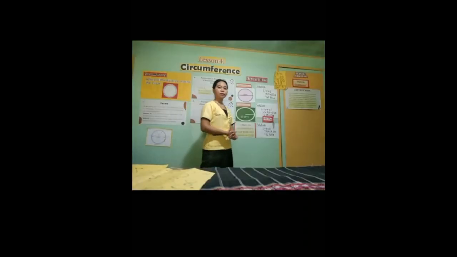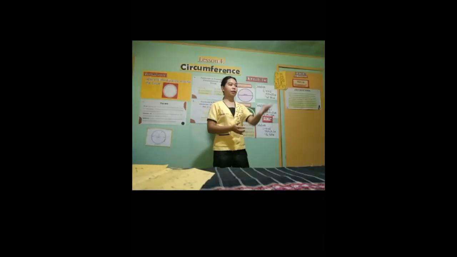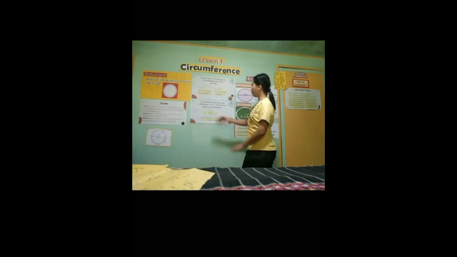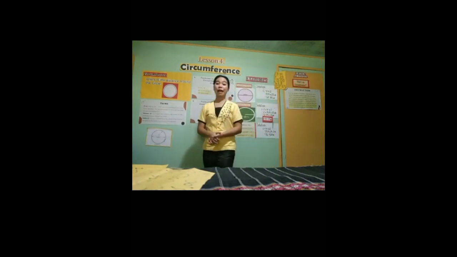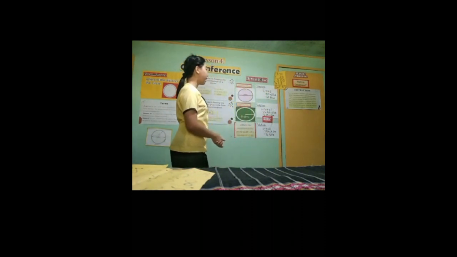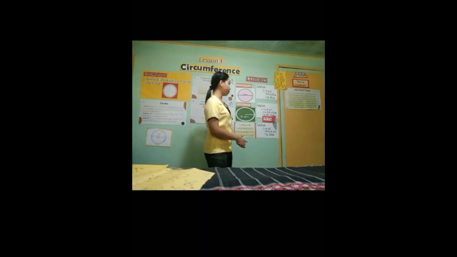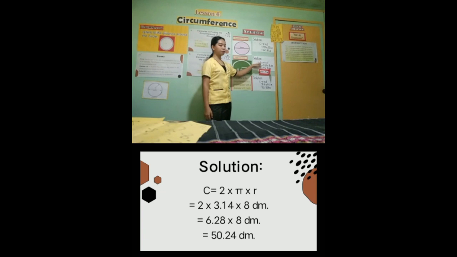Alright. So for example number 2, we have a given radius of 8 decimeters. So what formula are we going to use? Yes, Fiona? Yes, very good. Circumference is equal to 2 times pi times the radius. So we are just going to substitute all the given numbers: 2 times 3.14 times 8 decimeters. First, we multiply 2 times 3.14, and we come up with a product of 6.28.